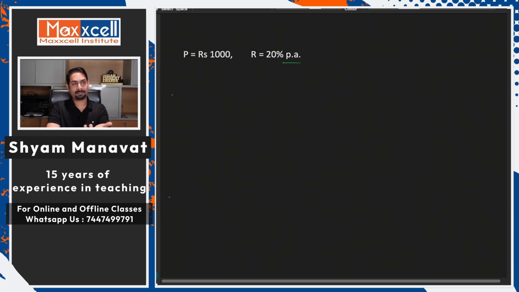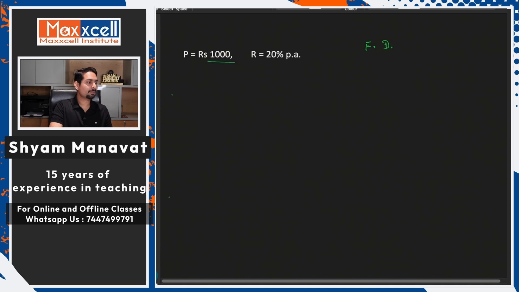Like if you know about credit cards, the credit card company charges 3.5% per month as rate of interest. So this unit plays an important role in the calculation of simple interest and compound interest. I hope the example is clear to you. You are investing 1000 rupees in a scheme in a bank, let's say in a fixed deposit, where the bank says we are going to give you 20% per annum as rate of interest.